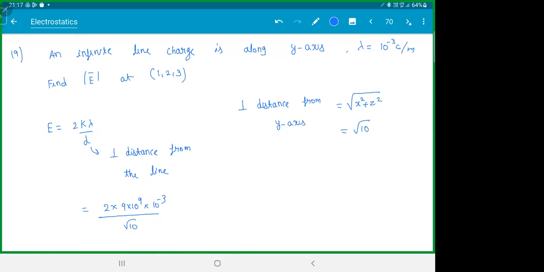So that is the thing, perpendicular distance. Clear? Easy. So don't forget that most people find the total distance, root over 1 square, 2 square, 3 square. That will be the distance from the origin. You're not interested in that distance. What you want is the perpendicular distance.